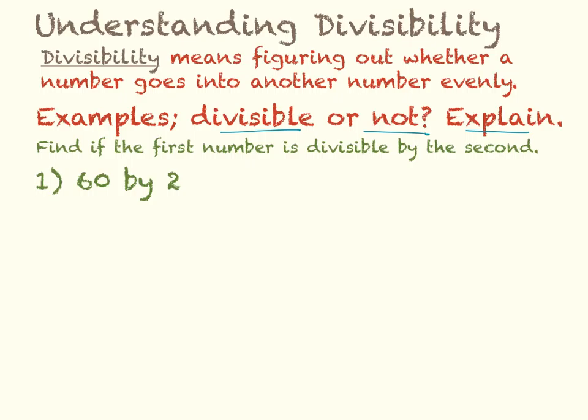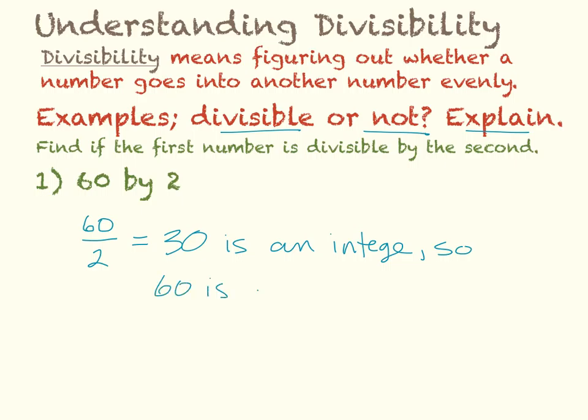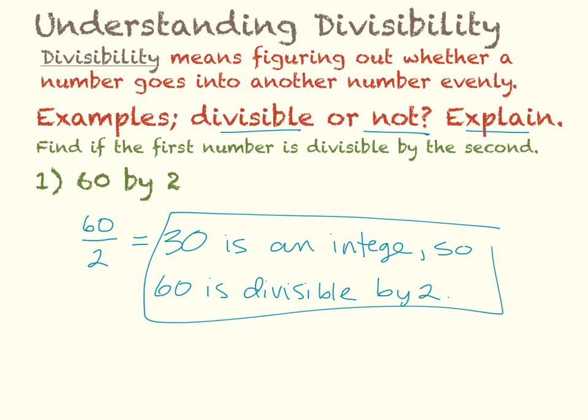Okay, so we want to find if the first number is divisible by the second number. So we're going to go 60, and we're going to try to divide that by 2. Is 60 divisible by 2? Well, when we go 60 divided by 2, we get 30. So 30 is an integer. So 60 is divisible by 2. And that's your final answer.